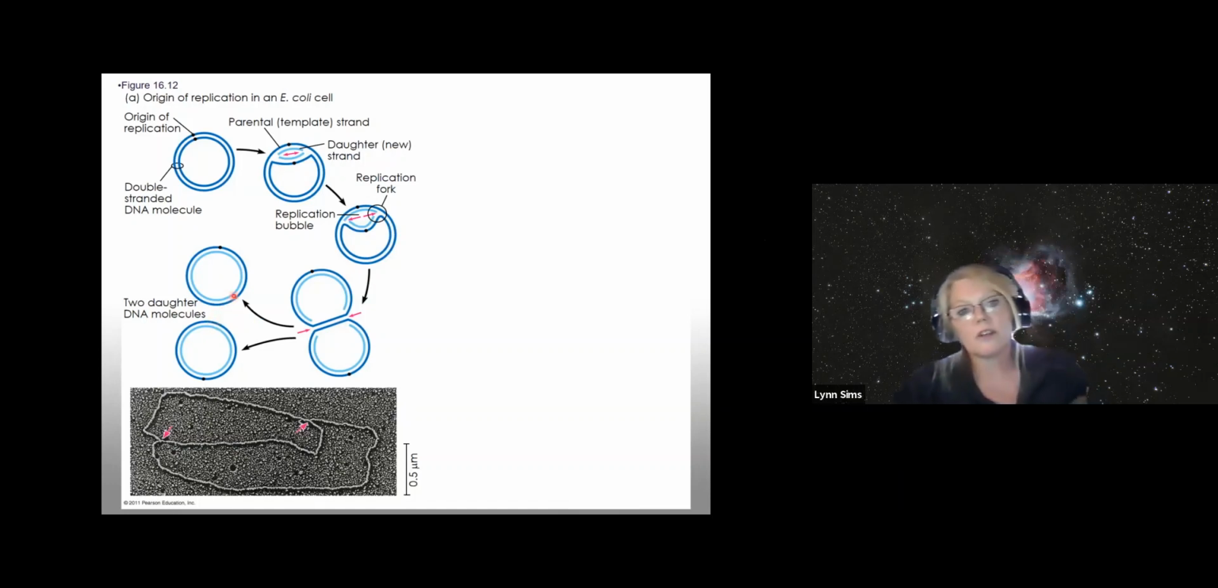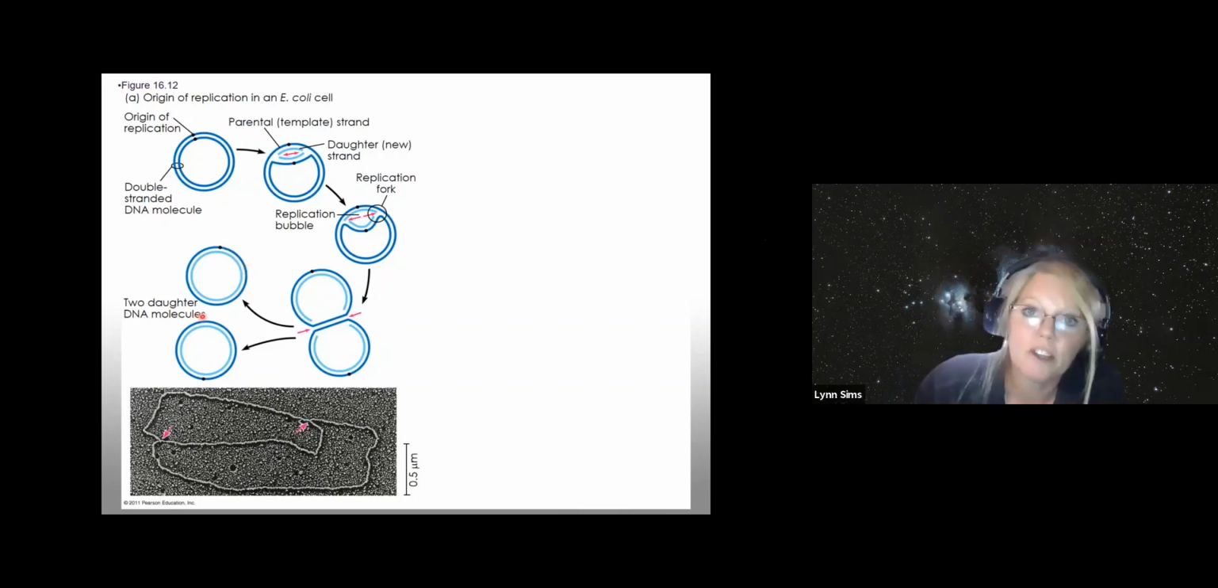And these are the daughter molecules, which are going to be a combination of the parent strand, which is the template strand, and the copy of it, or the complementary strand. Now, this shows a transmission electron micrograph of this happening right here. So you can see the replication bubble. And what the arrows are pointing to is called the replication fork. So the replication fork is really where it's starting to separate.